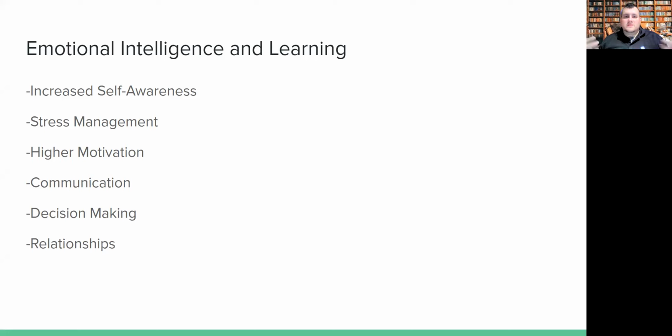So these are the benefits. This is what it all boils down to. This is what students are going to get out of an increased social awareness, an increased emotional awareness. They're going to increase their own self-awareness. They're going to know who they are, what they stand for, what they're going to be, what they're going to do with their lives. They're going to have less stress. Less stress equals more learning.